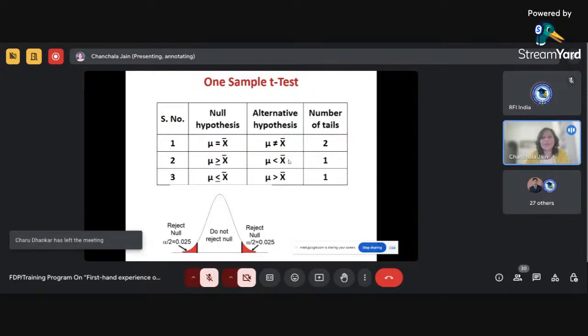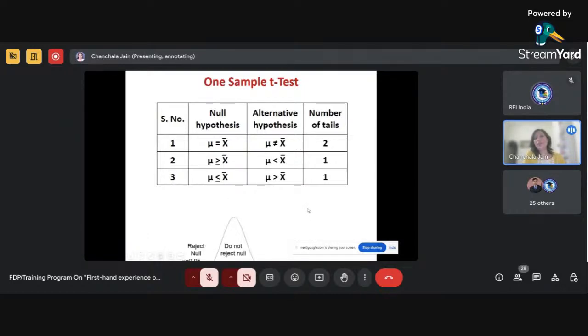Now for the one tail test, the remaining two situations are mentioned. That means the null hypothesis will say mu is greater than or equals to x bar, and alternatively we say mu is less than x bar, or vice versa, mu is less than or equals to x bar, and alternatively mu is greater than x bar. Looking at your alternative hypothesis, both clearly state whether mu is greater than or less than the sample mean, right? So this is a clear indication that the rejection region will fall on either of the tails.